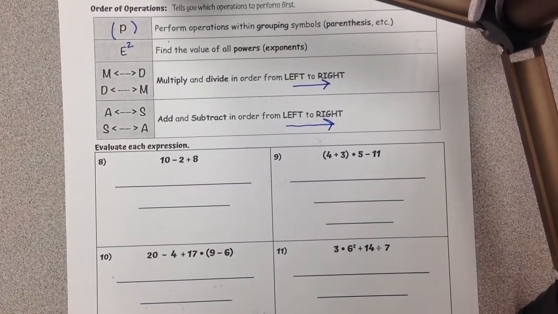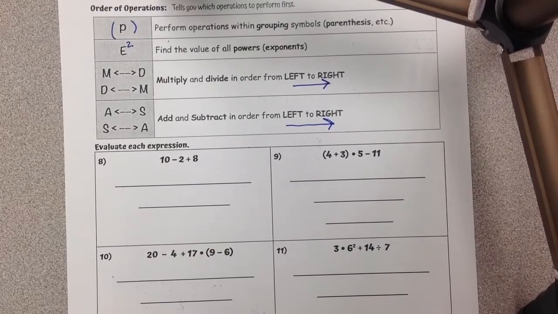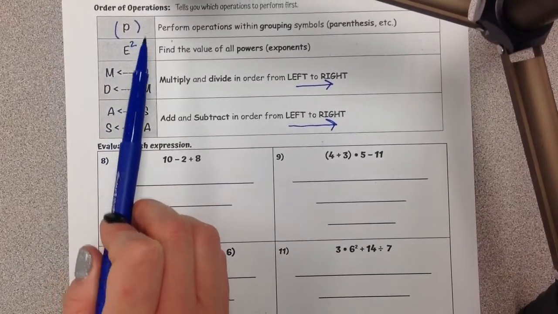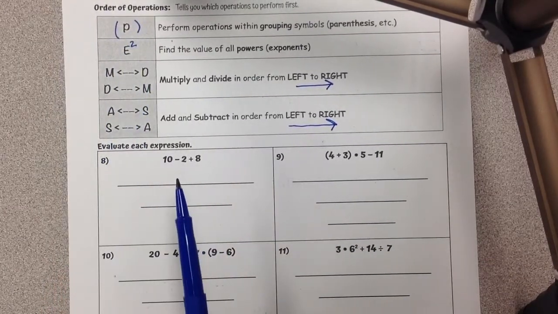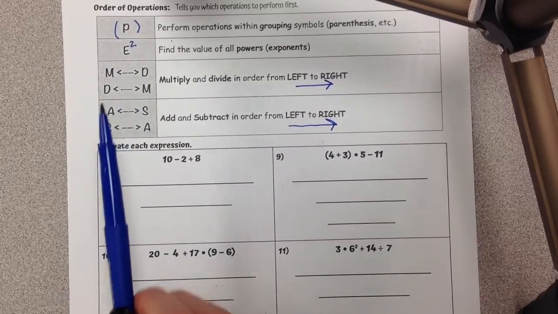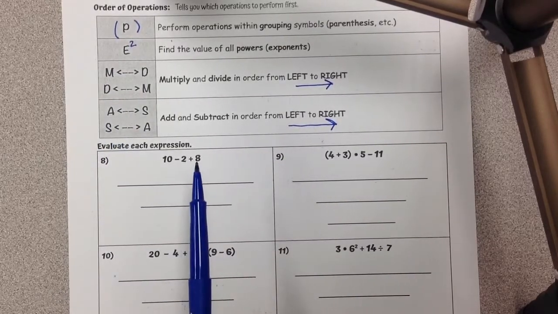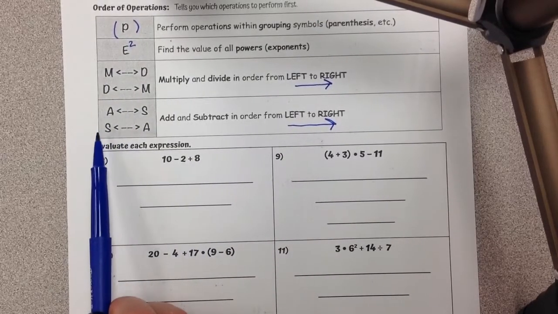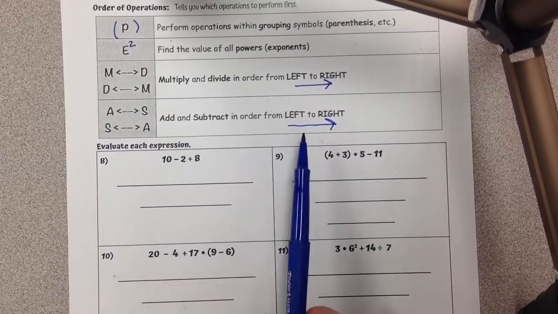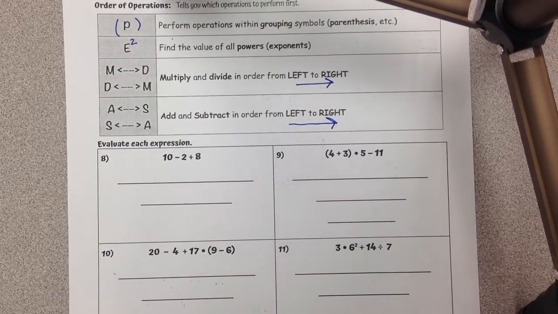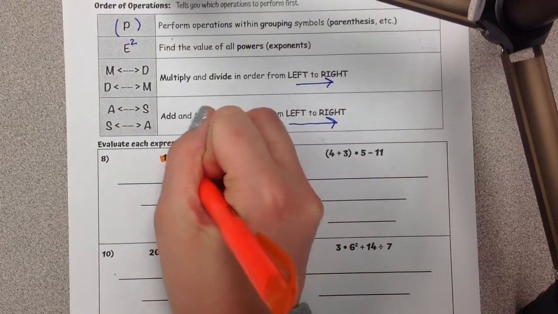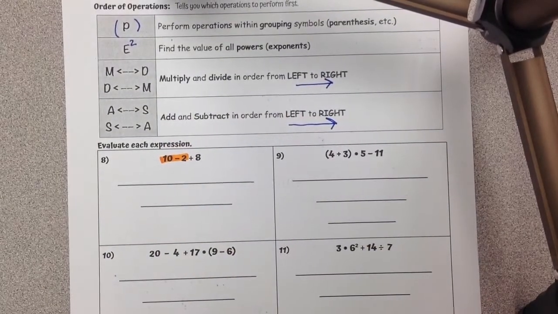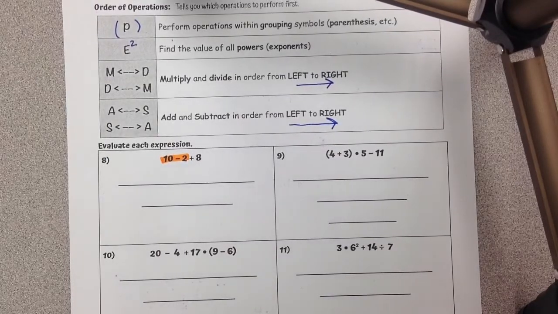My first step is to check for parentheses. I have no parentheses. Exponents, I have no exponents. Multiplication and division, none. So I'm on to my last step of adding or subtracting. I'm going from left to right. In this case, subtraction comes first. So my first step is going to be 10 minus 2.